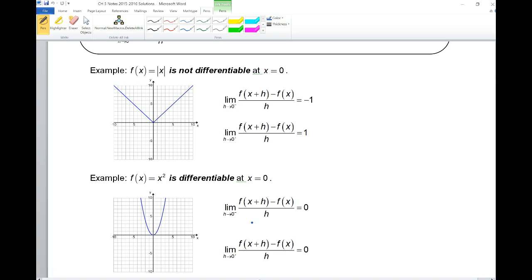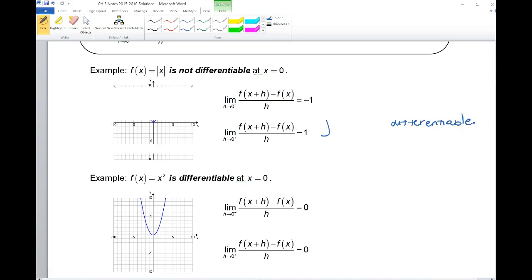This first example is absolute value of x. We say that it's not differentiable at x equals 0. Why not? In order for it to be differentiable, it has to have the same slope from the left and from the right, the same derivative from the left and from the right. If we look at the slope from the left, that's negative 1. If we look at the slope from the right, it's positive 1. So when these two slopes are not equal, this implies not differentiable. Like it doesn't have a derivative?